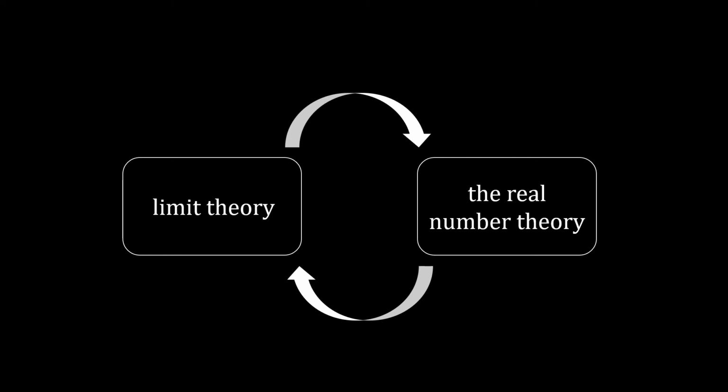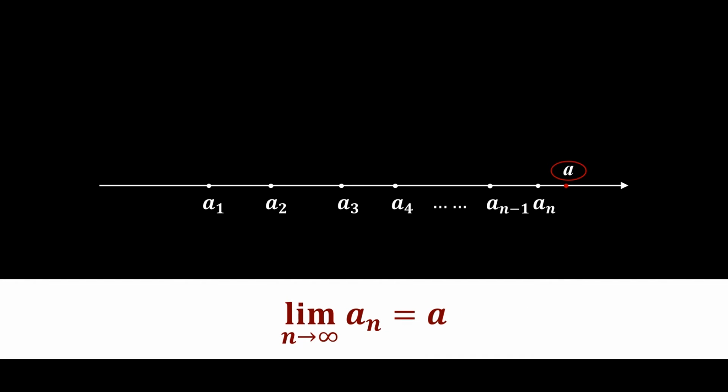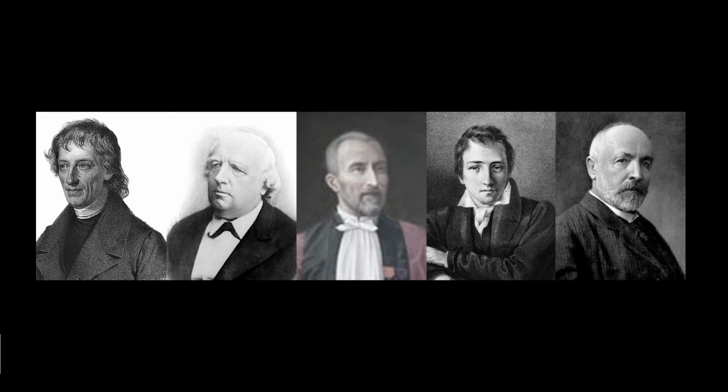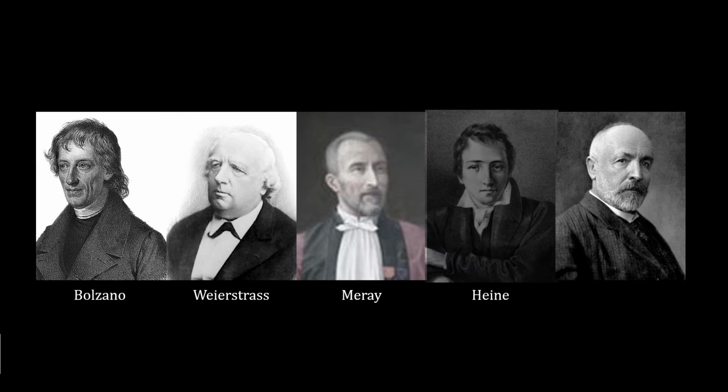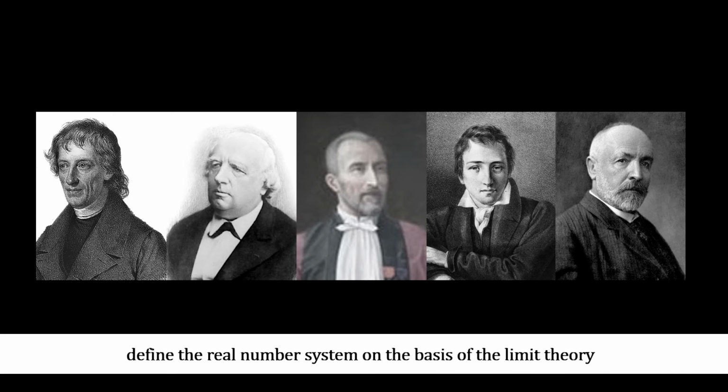We will elaborate below. Let a_n be a sequence, and A be a real number. If a_n can be arbitrarily close to A as n increases, we say that A is a limit of the sequence, and only when A exists can we say that the limit of a_n is A. However, when defining real numbers, Bolzano and Weierstrass, as well as Méray, Heine and Cantor held the same idea. They all define the real number system on the basis of the limit theory.